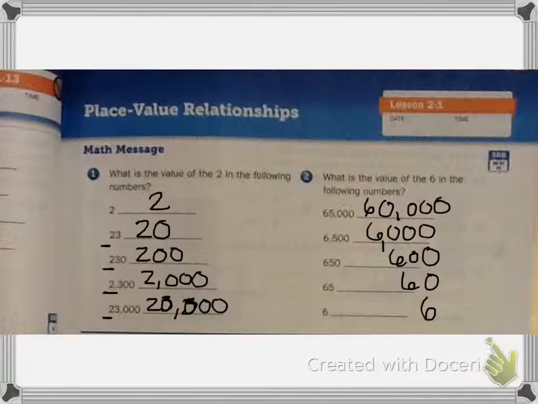For number 2, the value changes. It moves to the right in each number because its value is less each time it moves to the right. We call this the place value system, and that is our number system assigns each digit a value based on its place in a number.